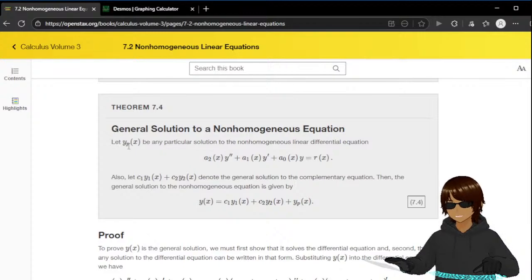Let yp be any particular solution to the non-homogeneous linear differential equation. Also, let C1 y1 plus C2 y2 denote the general solution to the complementary equation. Then the general solution to the non-homogeneous equation is given by C1 y1 plus C2 y2 plus yp.